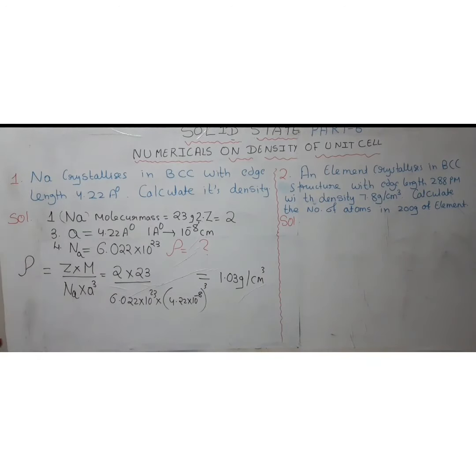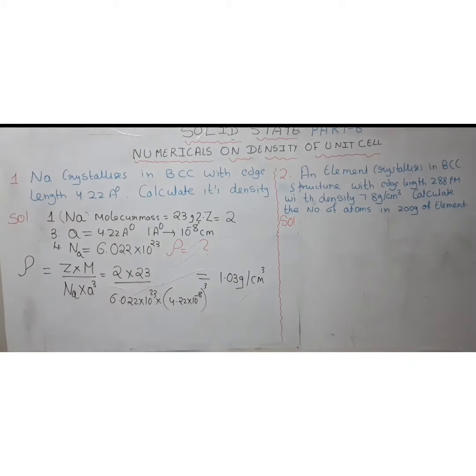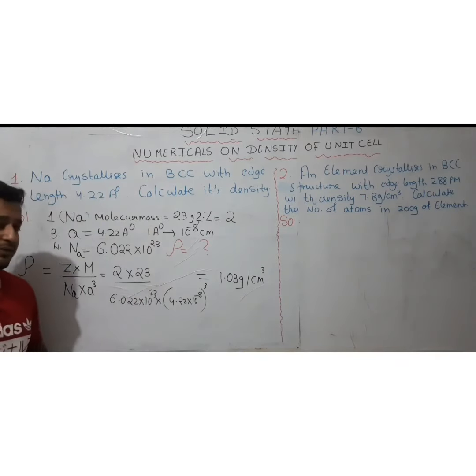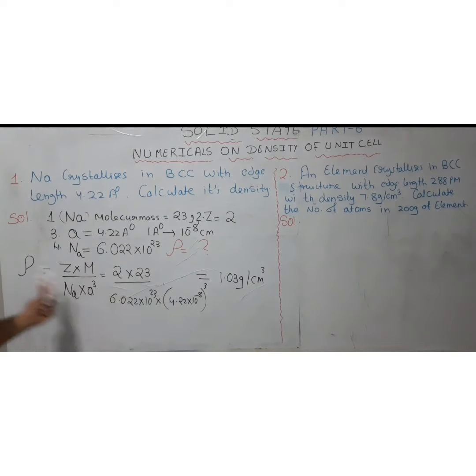They will not give the name of the element, and then you have to identify the molecular mass of the substance. Then maybe they can ask for the edge length. So one of the things will definitely be missing, and you have to find that thing by using the others, because the values of the other things will be given to you. So that type of question will be coming from the numericals, from the density of unit cell.